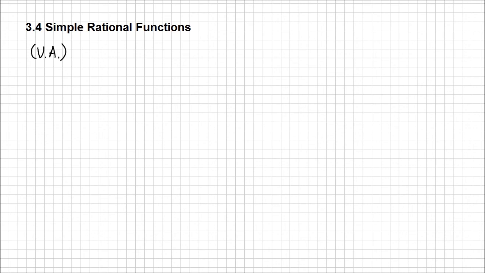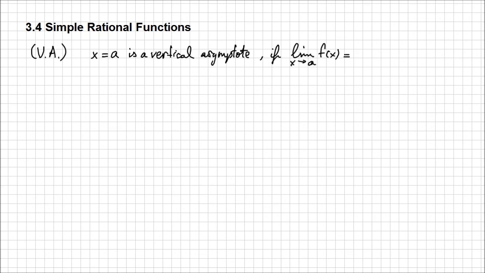We will use the following criteria. The line x equal a is a vertical asymptote for a function f of x if the limit when x approaches a of f of x is plus or minus infinity. A very quick and easy way to determine a vertical asymptote for a function is to look at the denominator of that function and find all the values for which the denominator becomes 0.